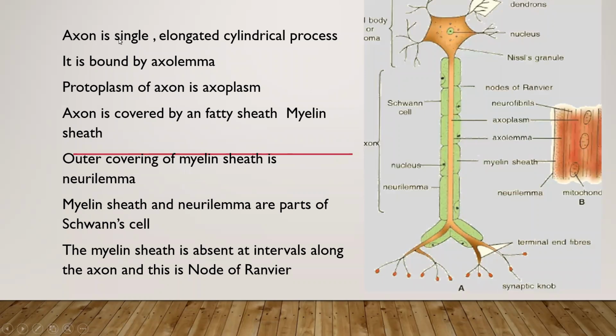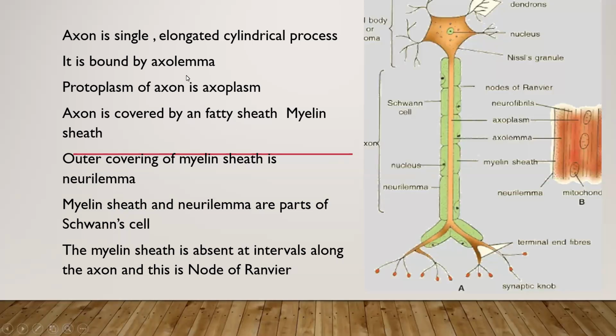The other process given is the axon. We had just studied that the cyton gives out two processes. First is dendrons and the other one is axon. You can see this entire structure. This is axon. Now axon is a single elongated cylindrical process. You can see it is single, and it is an elongated and cylindrical structure.